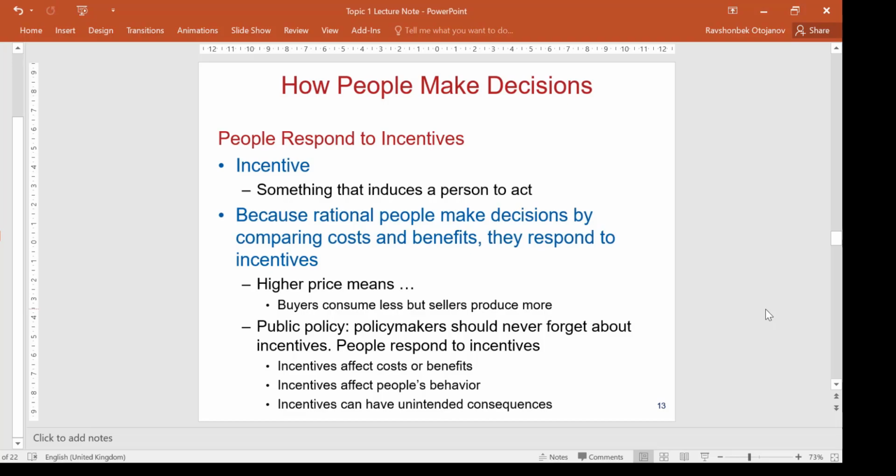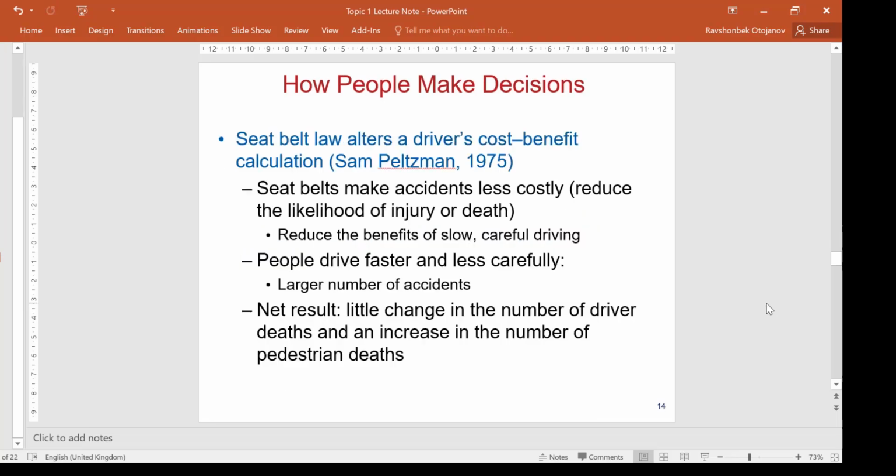So policymakers should consider the consequences of their actions, or consequences of passing certain laws and regulations, because of the incentives. People may react differently to different laws and regulations. People respond to incentives because incentives affect their costs and benefits calculation. As a result, it affects their behavior. But sometimes incentives can have unintended consequences.